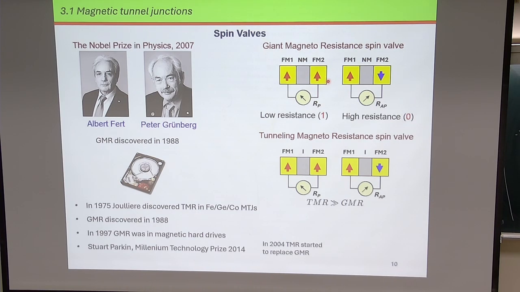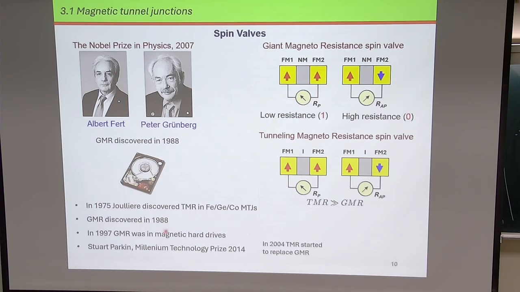In that case, what you can find is that if you measure the resistance when the magnetization in these two layers is parallel, and you measure the resistance when they are anti-parallel, they are going to be different. This was discovered by Albert Fert and Peter Grünberg independently of each other, and they got the Nobel Prize for this discovery. In 1988 they discovered it.